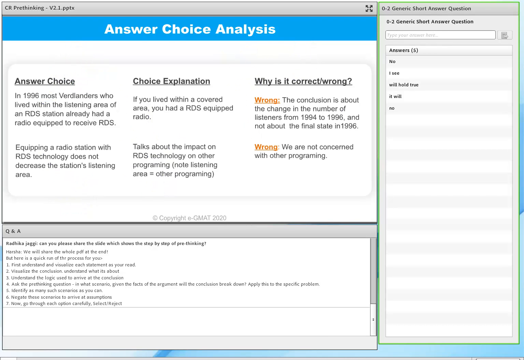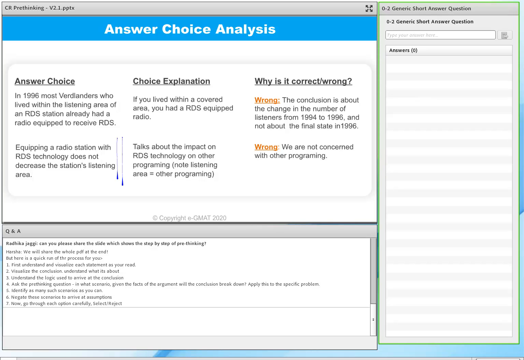Let's talk about choice C. I'm going to clear this so that choice C talks about what happens when you equip a radio with RDS technology. What's given to us is you need to equip a radio with RDS technology. Otherwise, can that radio broadcast special information if a radio doesn't have RDS technology?